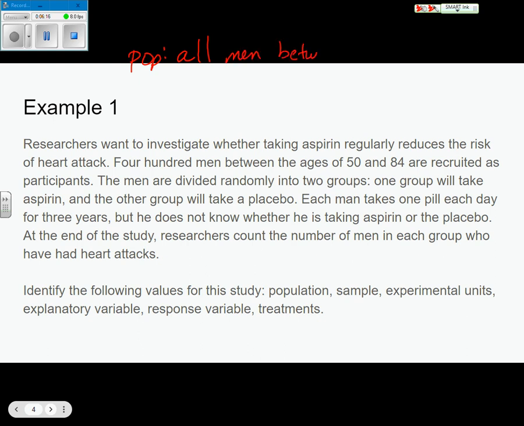I'm just wanting to see all men. But I'm not really interested in whether a teenager is going to have a heart attack. I'm jumping up between 50 and 84. Even if you said over 50 on this, I think that would be a pretty good population. But probably 50 to 84 is a little bit better. While the sample is what? 400 men. Just the 400 men. Good.